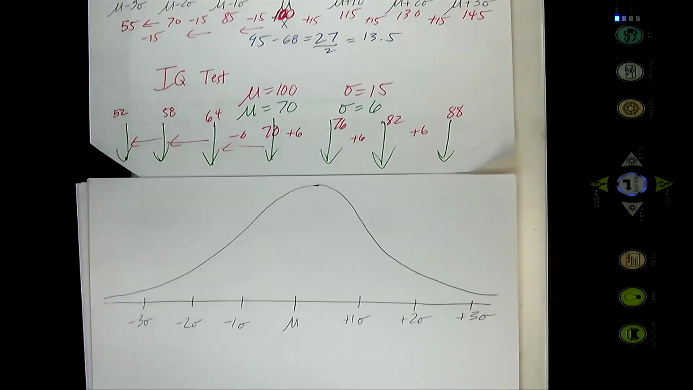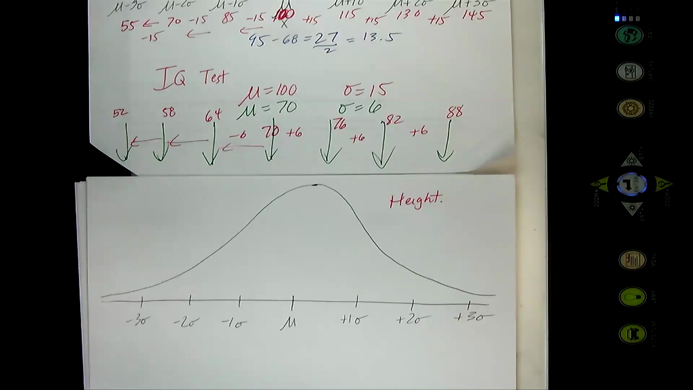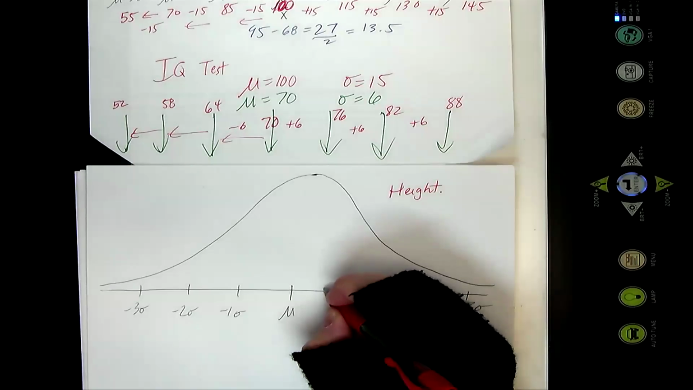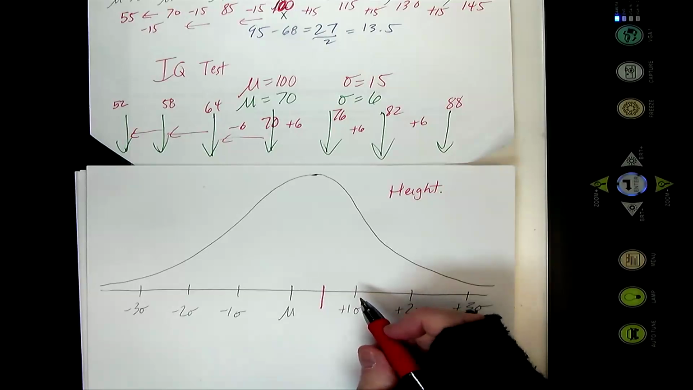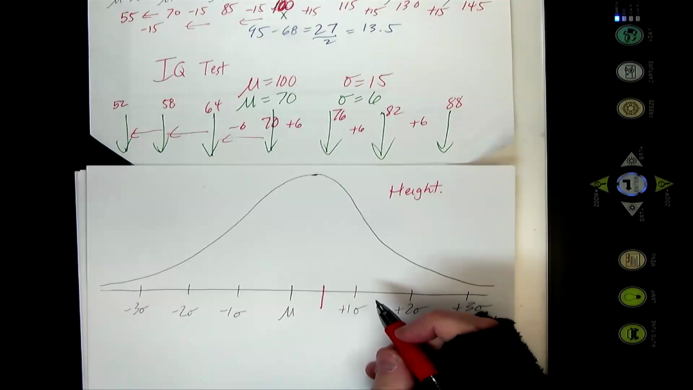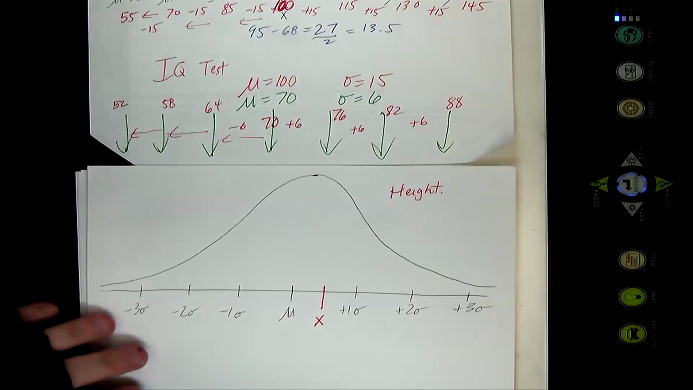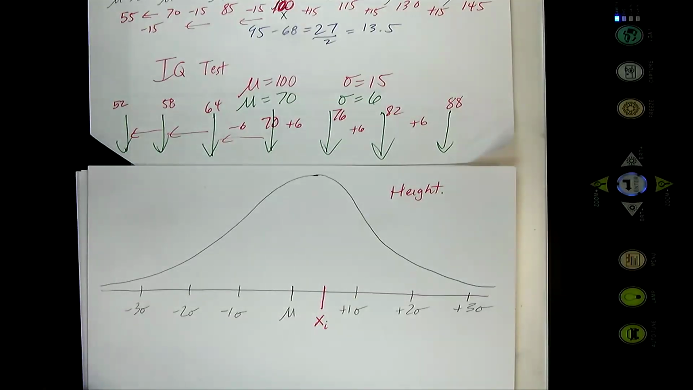So let's say we have a random person here, and we're talking about height. Let's say this graph is on height, and I don't know where someone's position is. Let's say it's right here. Let's say this person is at score X, not X bar. Remember when we said the height data element was Xi? That's why we're going to use X.